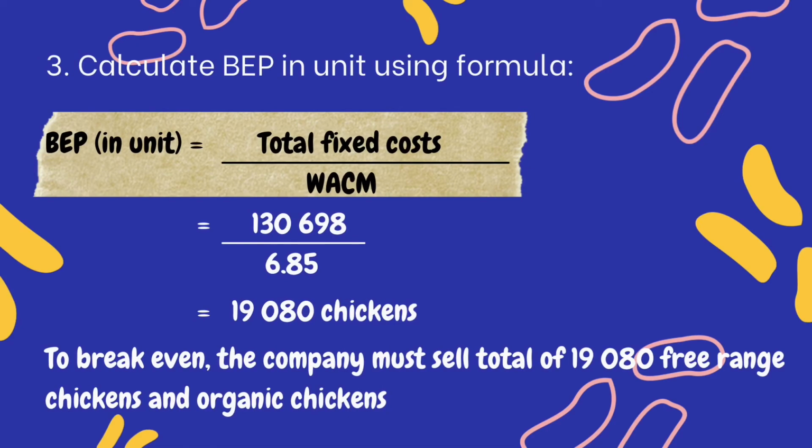After that, we can calculate our break-even point in units by dividing the total fixed cost by the WACM. The total fixed cost given in the question is 130,698 ringgit. So the answer will be 19,080 chickens. It means that to break even, the company must sell a total of 19,080 free-range chicken and organic chicken.